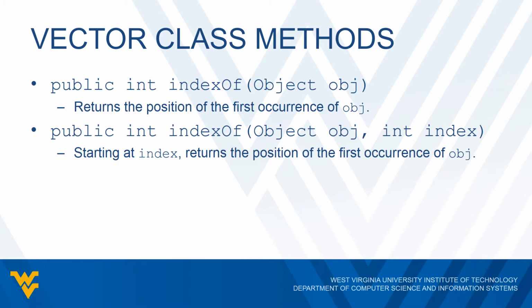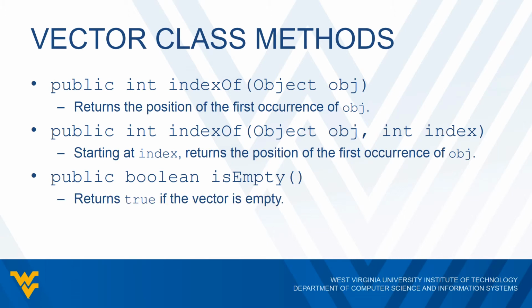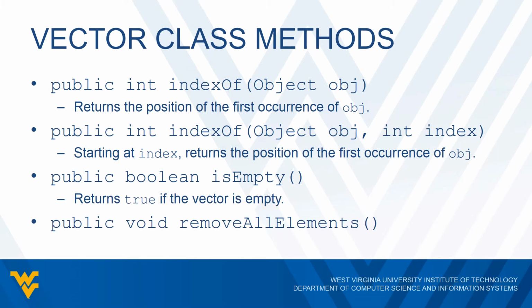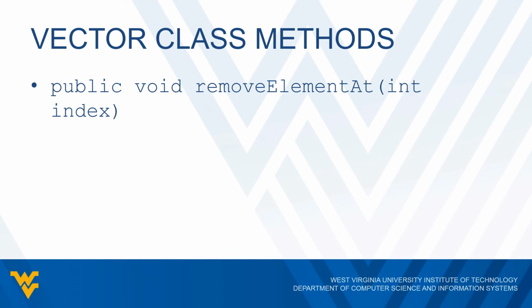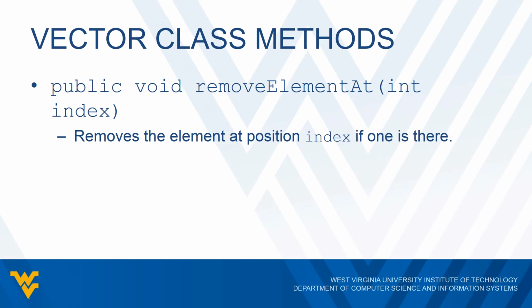The isEmpty method just simply checks to see if there's nothing in the vector. So this just returns true if our vector is empty. And then the removeAllElements method, well, you can kind of guess what this method does, but it just simply removes all the elements in the vector. So this is a nice way of just clearing all the elements. Now, if we don't want to remove all the elements, we can remove specific ones. So the removeElementAt method just allows us to remove an element at position index, and it's going to check to see if there is one there. If there's an element at that position, then yeah, we'll take it out. And if it's not, if there's nothing there, then we won't worry too much about it.